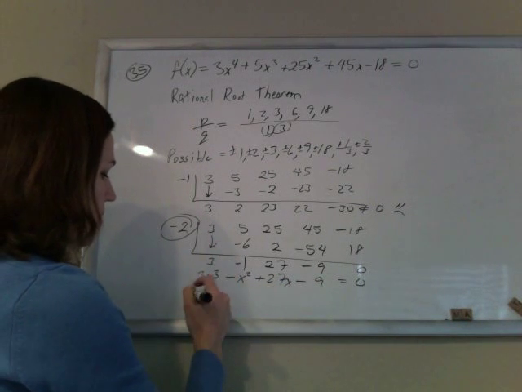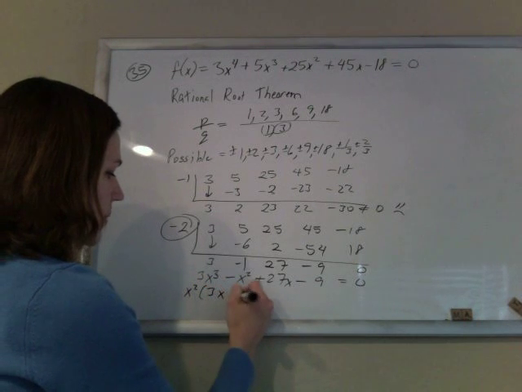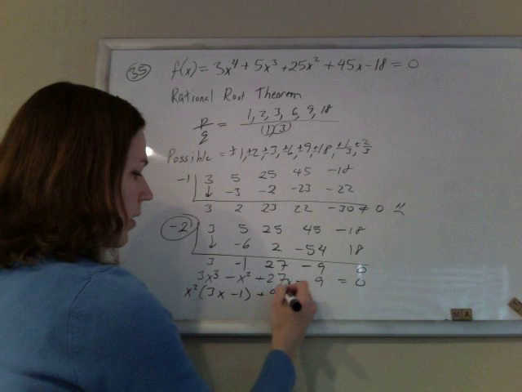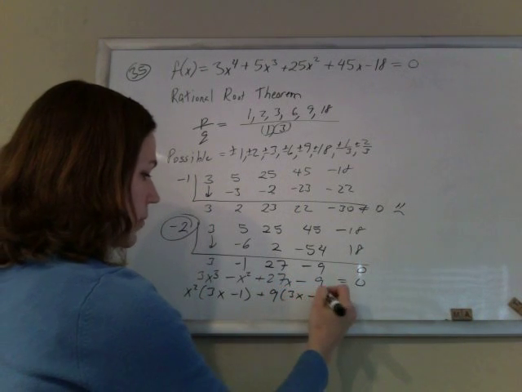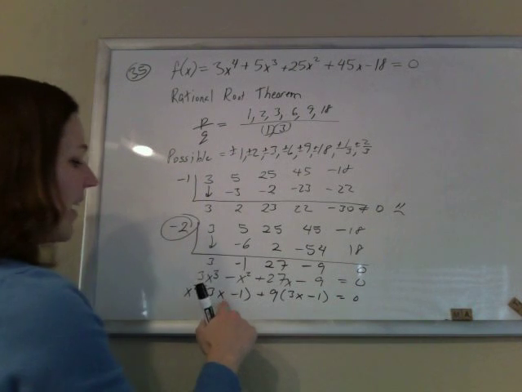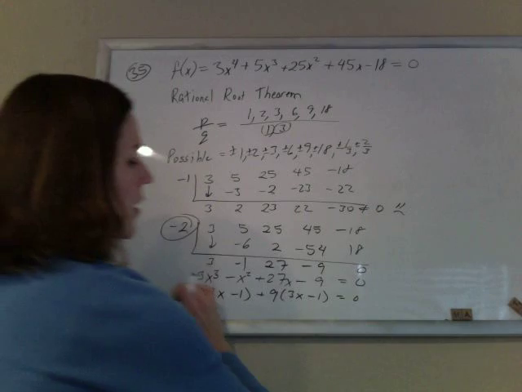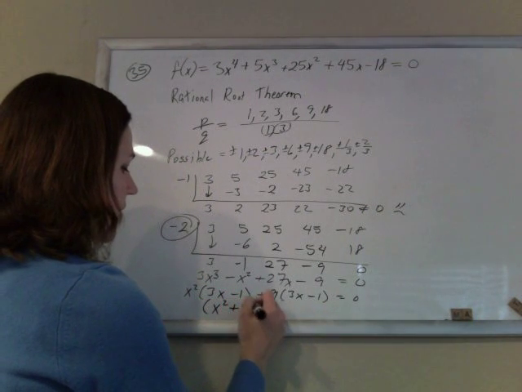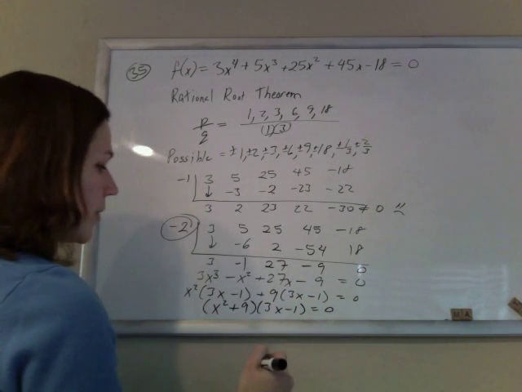I have 4 terms. I'm going to try to factor the thing. 4 terms, factor by grouping. If I take out an x squared, I get 3x minus 1. If I take out a 9 from here, I get 3x minus 1. And hey, 3x minus 1, 3x minus 1, those match. Pull them out of both of those. I get x squared plus 9 times 3x minus 1 equaling 0.